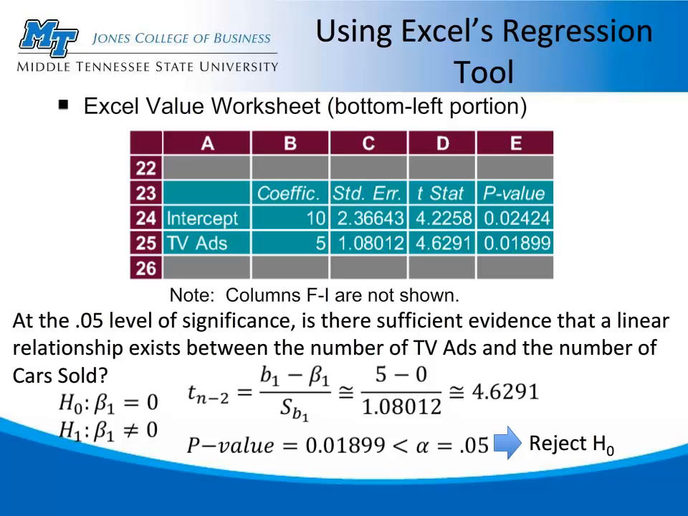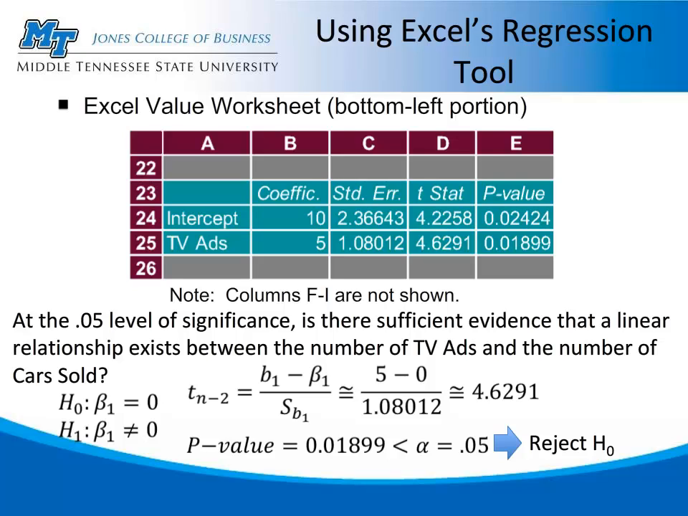When you reject the null, you have sufficient evidence to prove whatever it is that you're trying to prove. And here we're trying to show that the linear relationship exists. So we have been able to prove that there is a relationship between the number of TV ads and the number of cars sold. Since we were setting this up with a linear model, we've shown that there's a linear relationship.